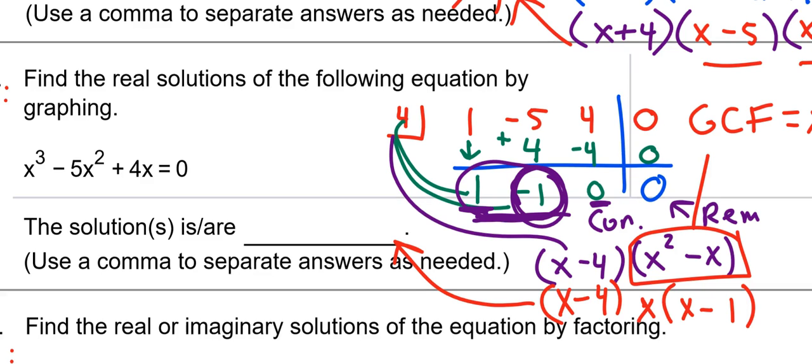So 0, 1, and 4. Okay, now let me show you why we didn't need all that synthetic division.